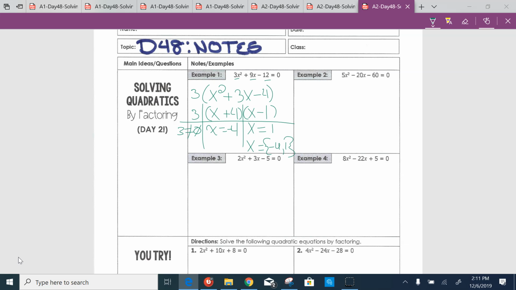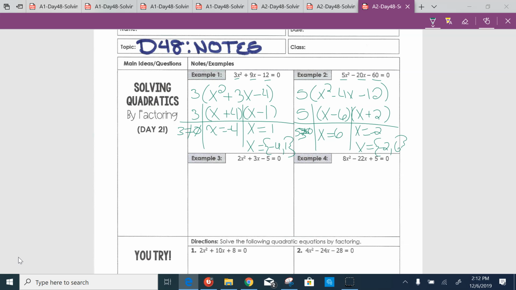Let's try it again. For example number 2, we can factor a 5 out of all the coefficients. So I'll take out a 5, and that leaves me with x squared minus 4x minus 12. Now I'm going to factor the x squared minus 4x minus 12. I need two numbers that multiply to negative 12, and when I add them, combine to negative 4. And that would be negative 6 and positive 2. So 5 does not equal 0, so there's no factor there. Go ahead and scratch that out. I get x equals positive 6 here, and x equals negative 2 here. So my roots, my solutions, are at negative 2, comma 6.